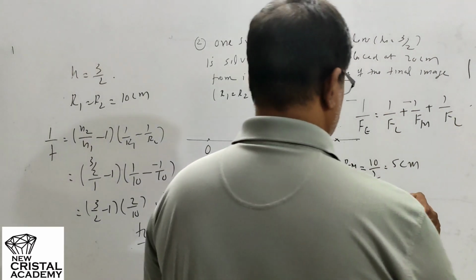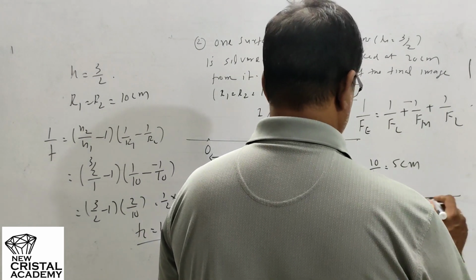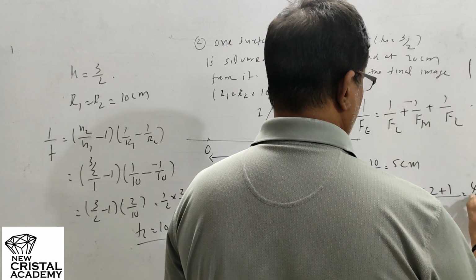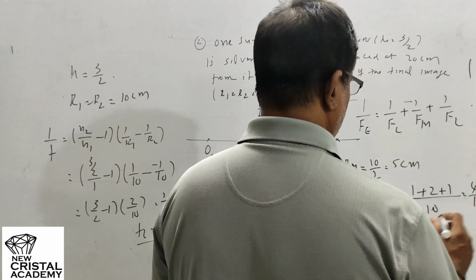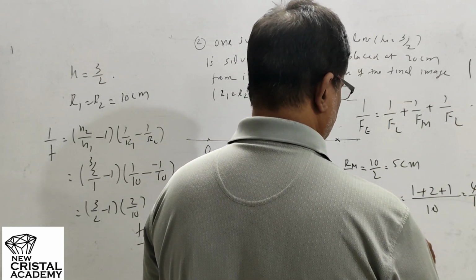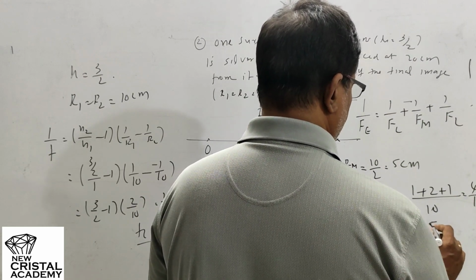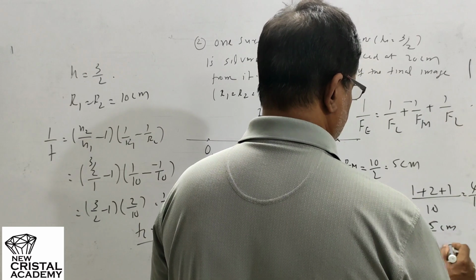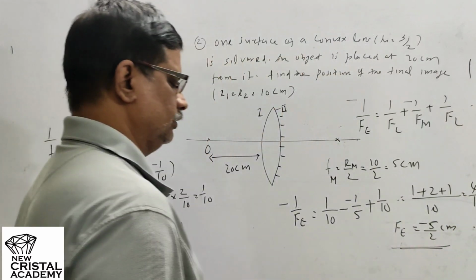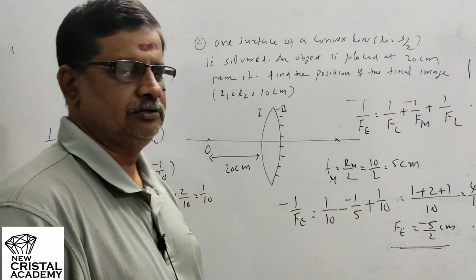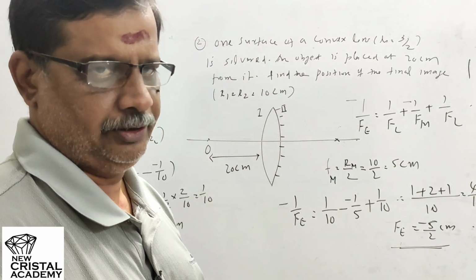So upon simplifying this, we will get 10 as our LCM. So this will be 1 plus 2 plus 1. So this is 4 by 10 or 2 by 5. Therefore the equivalent focal length will be Fe equal to minus 5 by 2 centimeter. So that is our equivalent focal length. So the equivalent focal length of the combination is obtained as minus 5 by 2 centimeter.